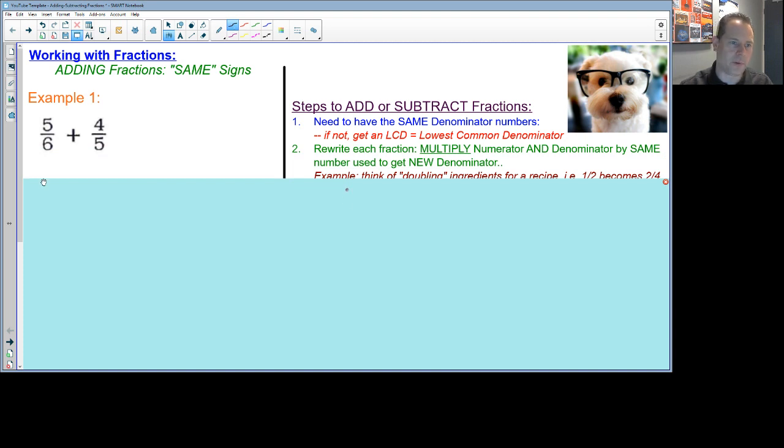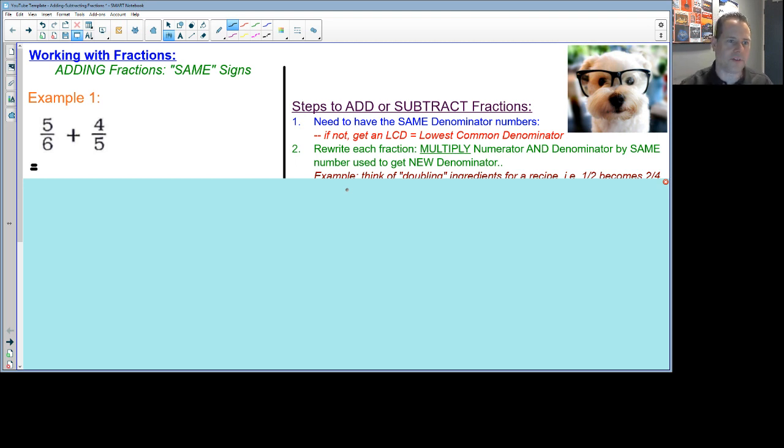So a very simple addition of fractions here for the first example. And if you take a look, you'll notice that the bottom numbers are not the same. So we have to make sure that the bottom numbers, these denominators, are the same amount so that we can easily add the top numerators.